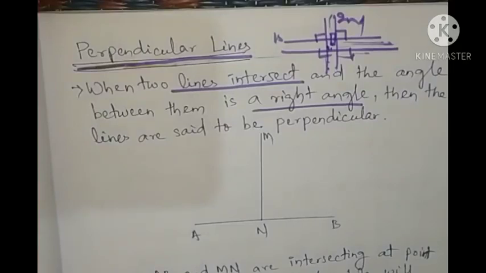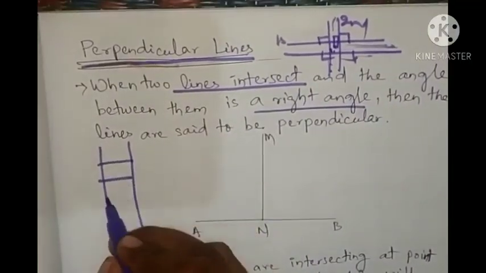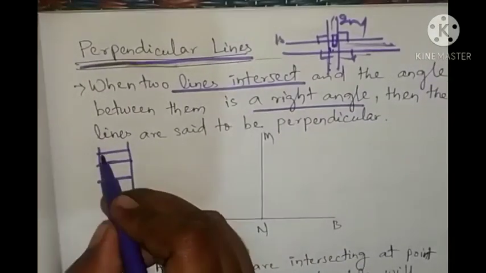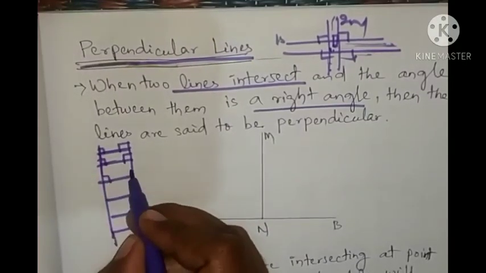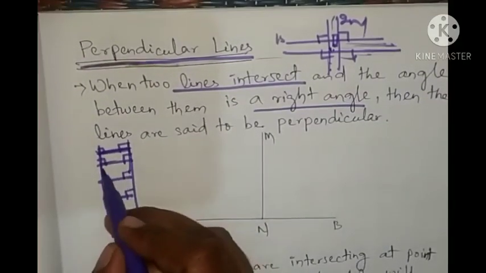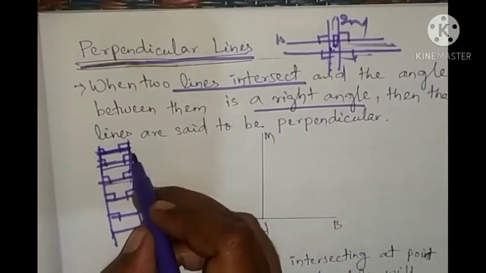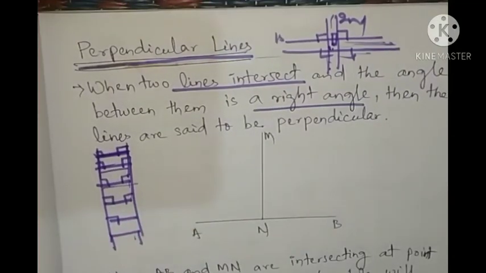Like this, you can also see these things in a stair. So here, these lines are making what? Right angle. That's why this is perpendicular to this. This is also perpendicular. This is also perpendicular, because they are intersecting at one point, and there they are forming a right angle.